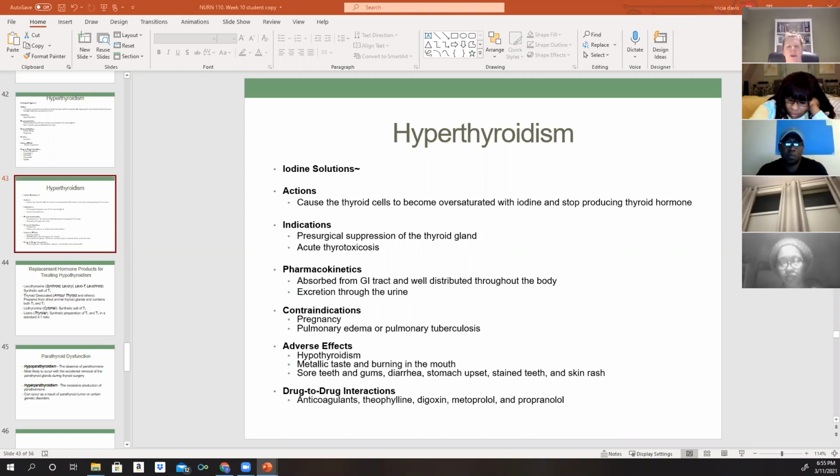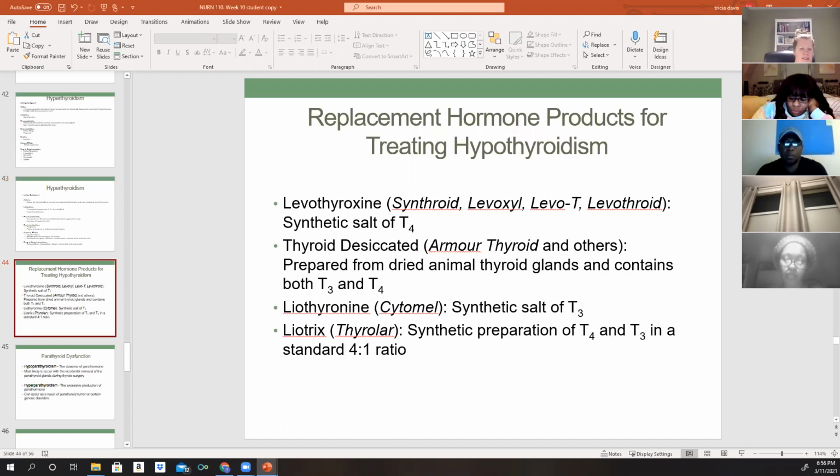Adverse effects, right? Because if we give them too much, they might say that they have a metallic taste and a burning in their mouth. That comes from the iodine in the medications. And then some people complain of sore gums. They say that their teeth hurt, diarrhea, stomach upset, skin rash, and then stained teeth. And then drug-to-drug interactions, the anticoagulants, the theophylline, the digoxin, the metoprolol, and the propranolol, because they might decrease the effectiveness.